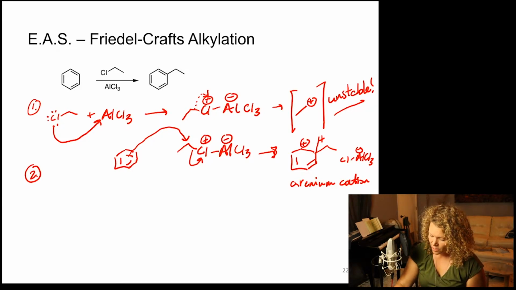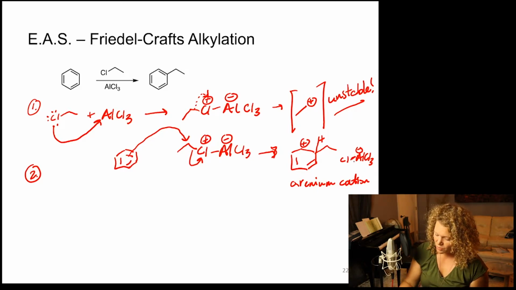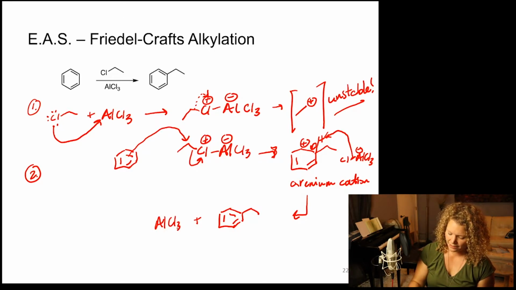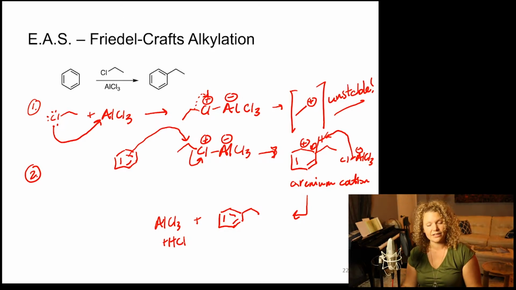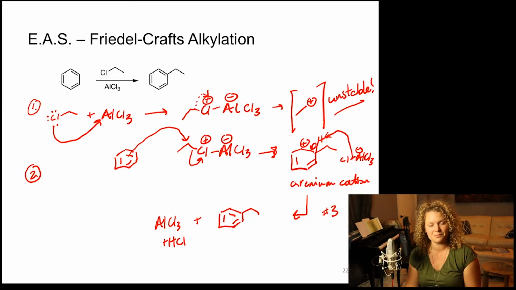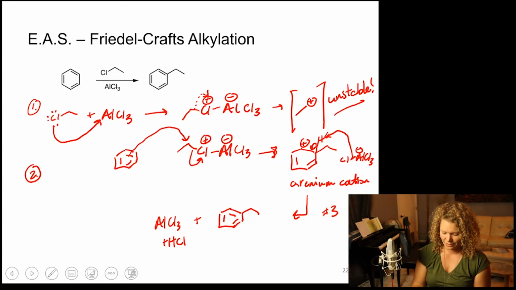In this case, we're going to use the electrons between this chloride aluminum bond. So we'll draw our arrow starting here. We're going to pick up this proton, and then we're going to restore the aromaticity. This is going to lead us to our alkylated product. We form our aluminum chloride back, aluminum trichloride, and we also form some HCl. And there you have it. This is step number 3, and that is the mechanism for this Friedel-Crafts alkylation.